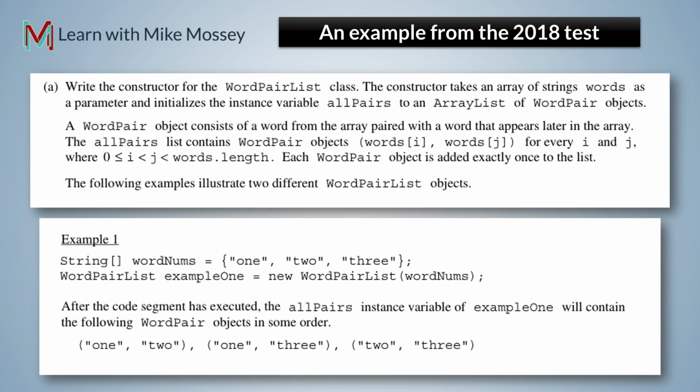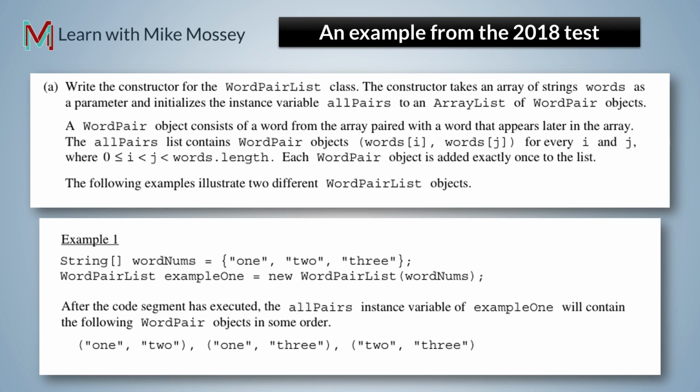More of the question. Write the constructor. This is part A of the question. The constructor takes an array of strings, words, as a parameter, and initializes the instance variable allPairs to an ArrayList of WordPair objects. Okay. A WordPair object consists of a word from the array paired with a word that appears later in the array. Okay, now they give us some mathy stuff.